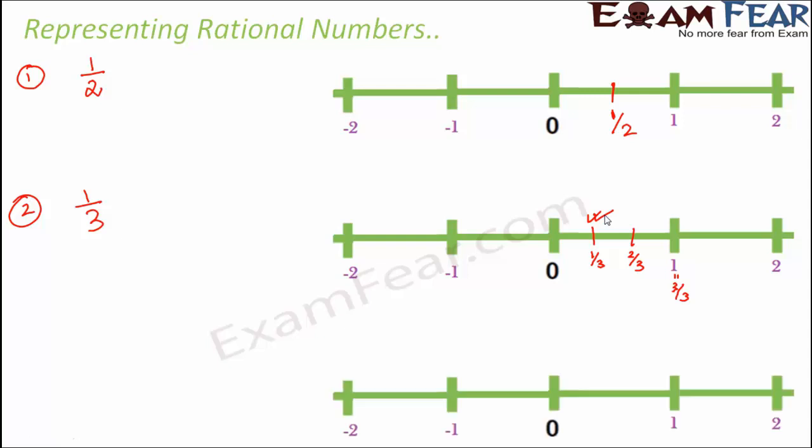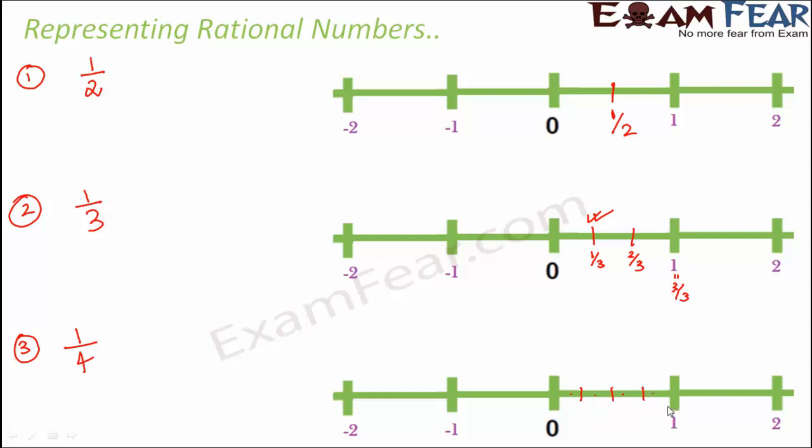Let us now again try to locate another rational number, that is 1 by 4. Now, can you guess what we are going to do this time? Absolutely. We are going to divide this region into 4 equal parts like this. 1, 2, 3 and 4. We have divided it into 4 equal parts. So basically, whenever you have to represent a rational number, whatever the denominator is, you divide this region into that many small parts.